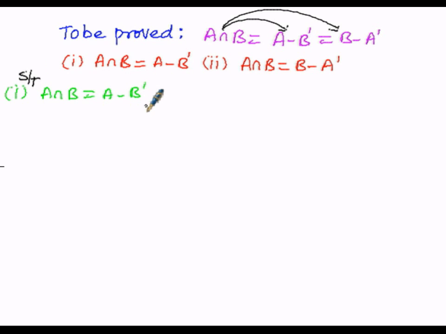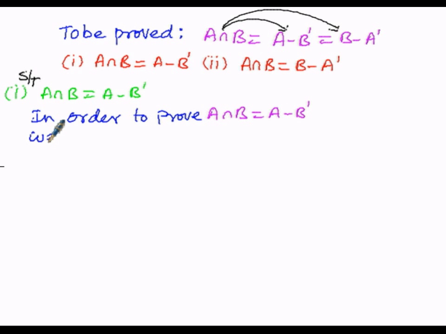But here, in order to prove this condition, that is A intersection B equals A minus B dash, first of all we have to prove two conditions: A intersection B must be a subset of A minus B dash, and A minus B dash must be a subset of A intersection B. So in order to prove the condition, we have to prove two conditions.